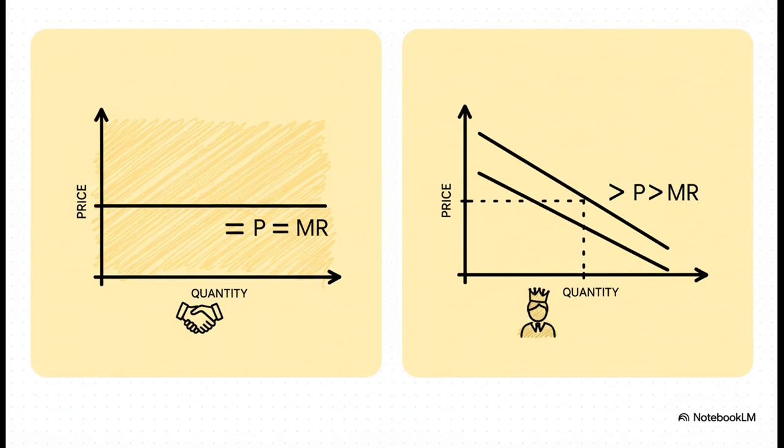And this leads to the most important difference of all. A firm in a competitive market is a price taker. They just have to accept whatever the market price is. But a monopolist? They're a price setter. Because they are the market, they face the entire downward-sloping demand curve, which gives them the power to choose a price that's higher than their marginal revenue.